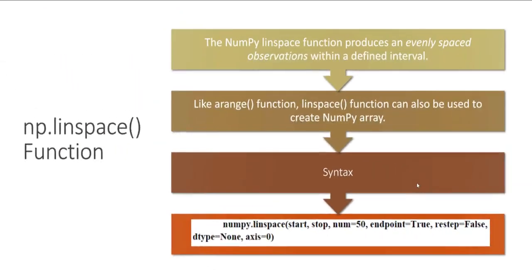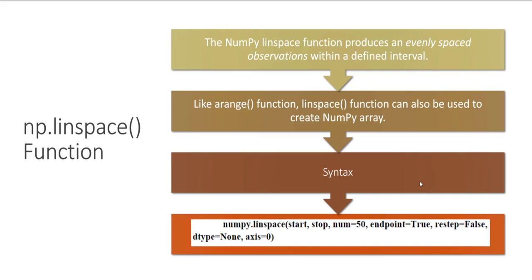Now we will learn the next method of array creation, that is the np.linspace function. This function produces evenly spaced observations within a defined interval, and it is quite similar to the arange function, and it is also used to create a NumPy array. Here is the syntax of the np.linspace function, and the very first parameter is start. This parameter indicates the start of the sequence, and by default it is considered zero. The next parameter is stop. This parameter specifies the endpoint of the sequence, and the third parameter is num. Num indicates the number of elements to be generated between start and stop, and by default its value is 50.